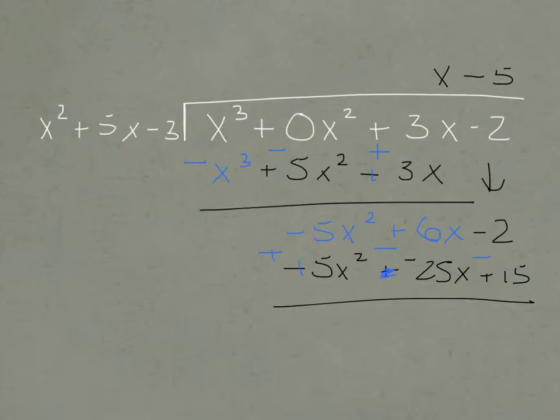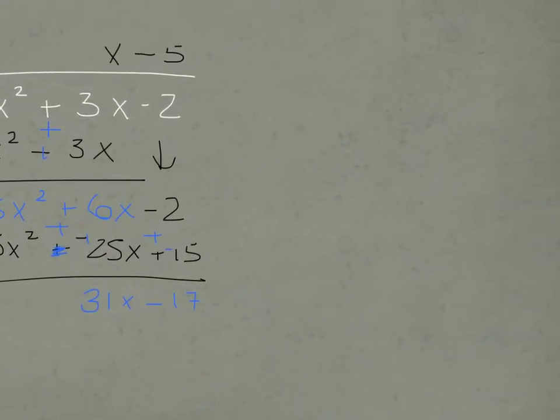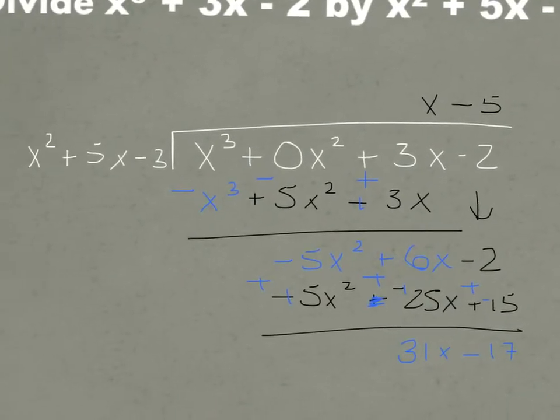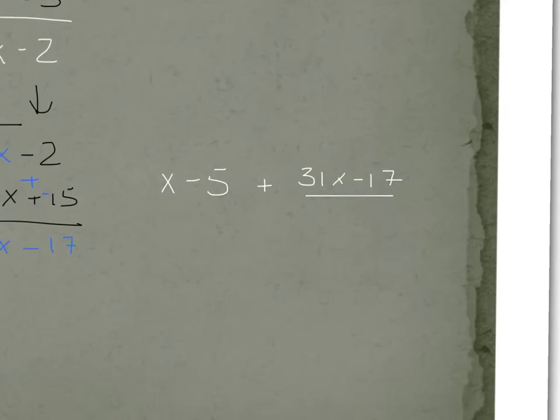Okay, here I get 0. Here I get 31x. And here I get negative 17. So I'm going to express it just like I did before. My answer is going to be x minus 5 plus my remainder. So plus 31x minus 17 over, and remember we divided by x squared plus 5x minus 3. And that's how I set that up.